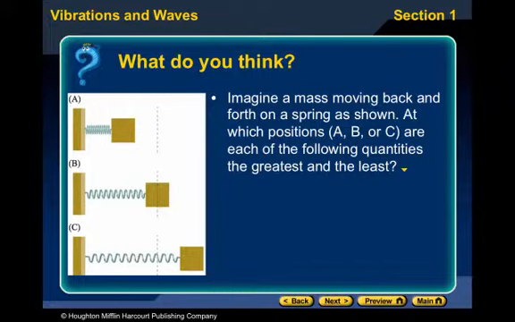Imagine a mass on a spring moving back and forth on the spring shown. At which position, A, B, or C, are each of the following quantities the greatest or the least? So which one has the greatest force? Right, so the spring is pushing out on it. And at C it is the farthest and it's pulling back on it.